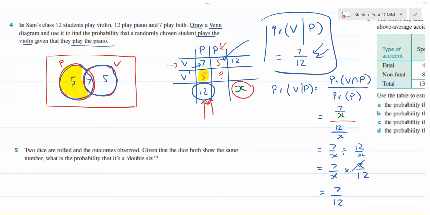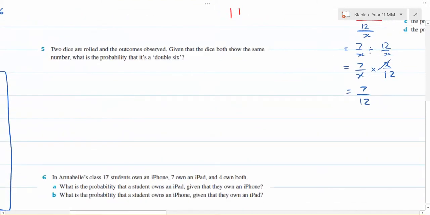So hopefully you're starting to pick up the pattern. Let's have a look at question 5. Same drill. Two dice are rolled and the outcomes observed. So I've got two dice that are rolled, so I've got 1 to 6 and 1 to 6. Those are the possibilities. Given that the dice both show the same number, what is the probability that it's a double 6?